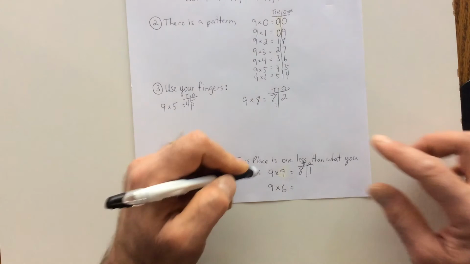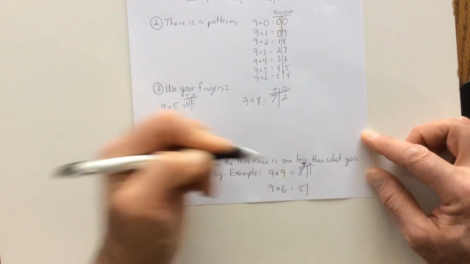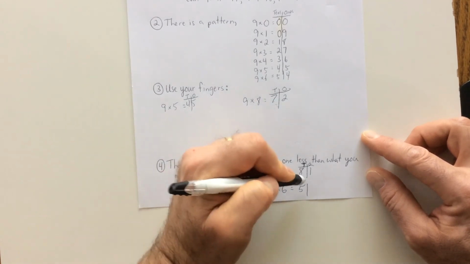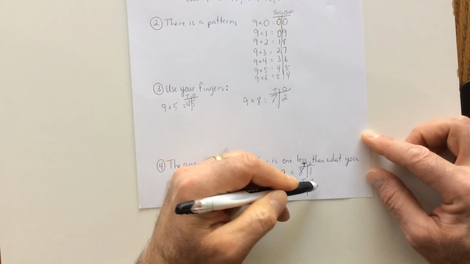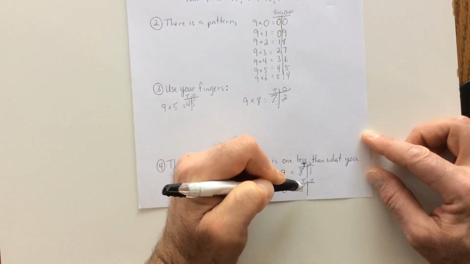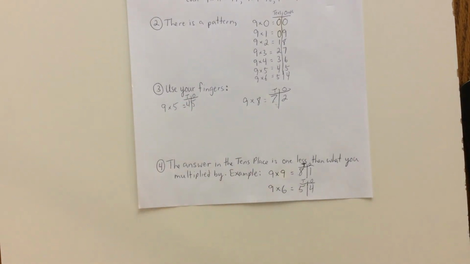I'll show you another example. 9 times 6: 1 less than 6 is 5. And so then I know 5 plus something equals 9. Well, from my algebra, I know that 5 plus 4 equals 9. So 9 times 6 is 54. So those are 4 strategies for you to maybe take a look at and try for the 9 times tables. And yes, it's not necessary for grade 3, but there's nothing wrong with learning these ahead of time.